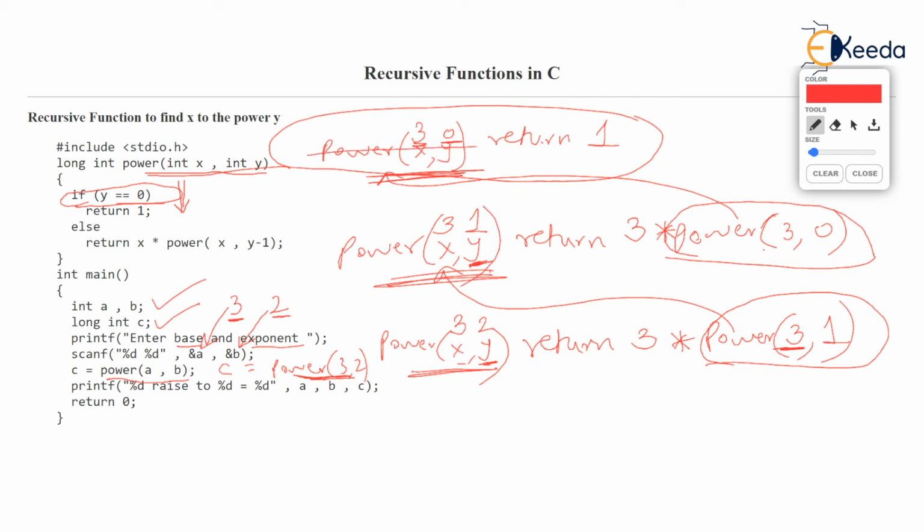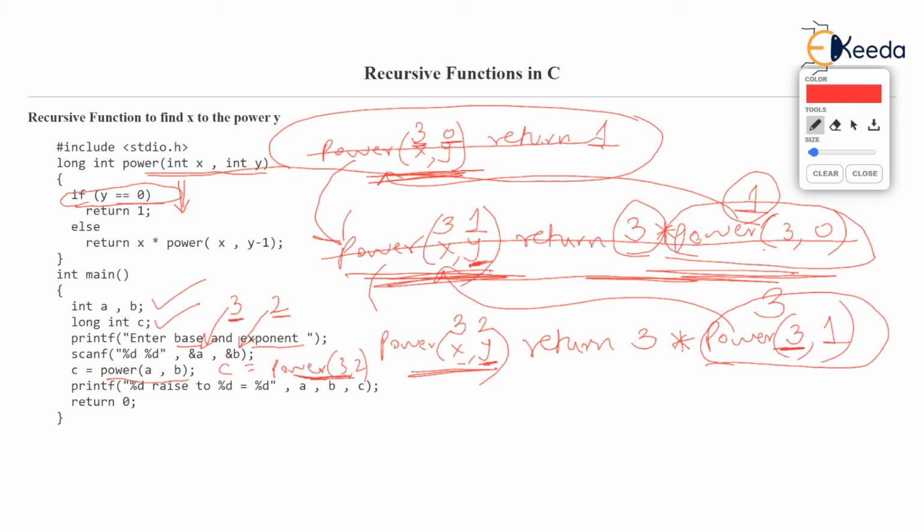This function ends and the calling function resumes, returning 1. And 1 will be returned exactly here at the call, because from here the function was called. Now the function power 3 comma 1 is going to return 3 into 1, which is 3. And 3 into 1 is returned exactly at the call here. The function power 3 comma 1 ends and the calling function resumes.